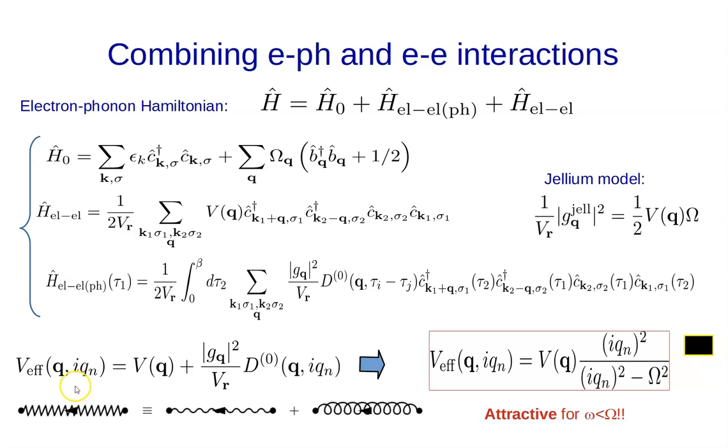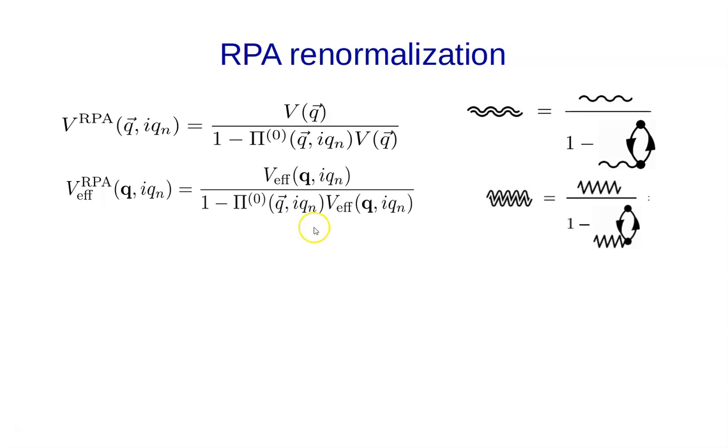And now let's go one step further and renormalize these interactions by RPA, like we did for the electron gas. So let's see how this works. Just to remind you about RPA renormalization, we did a whole class on that. There should be a link here as well.